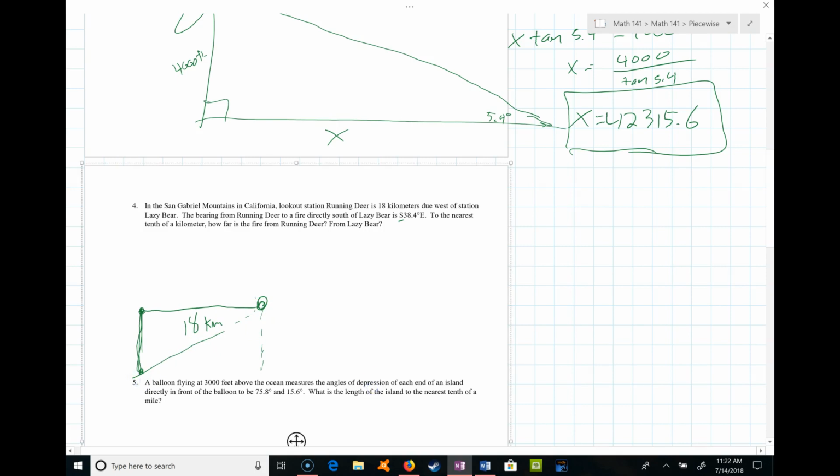to the, whoops, I put that on the wrong end, maybe. Okay, erase that. Let's start over again. So Running Deer is here.